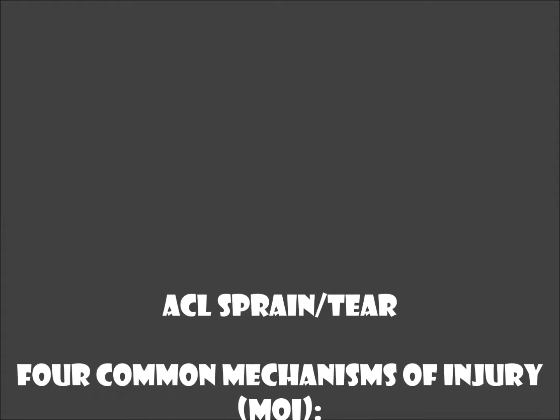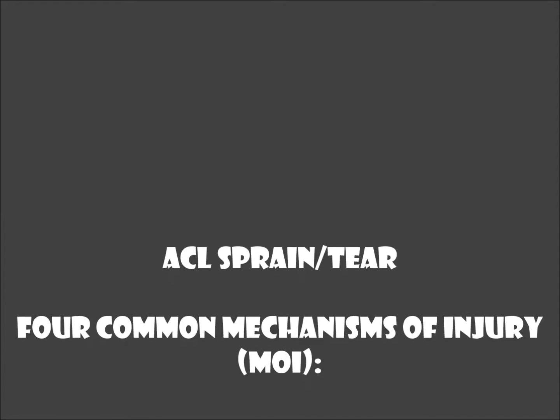In the next part of this lecture, we will be discussing some of the injuries that occur to the knee. Primarily, we will be focusing on the ACL injury because it is the most common injury that occurs in the knee. So the ACL injury is also known as a sprain, and a sprain is an injury to a ligament. There are four common mechanisms of injury.